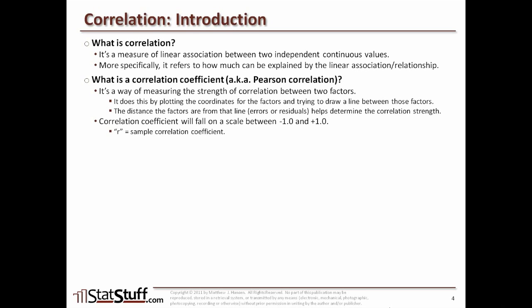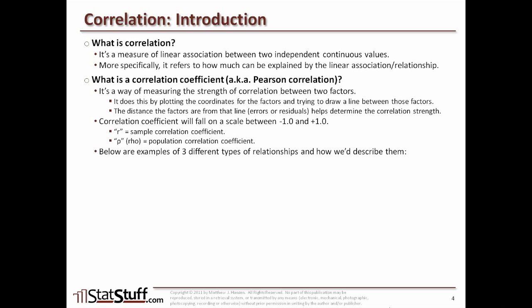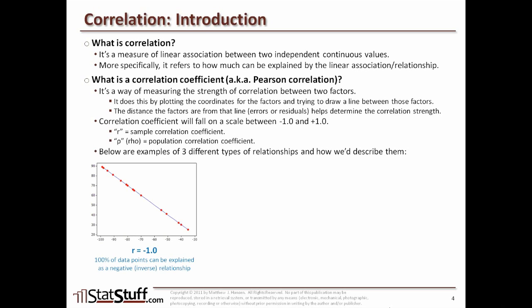Now, R is what we refer to as the sample correlation coefficient. And the Greek letter that looks like a P, that's actually called rho, that is referring to the population correlation coefficient. So let's look at a few examples of how we can compare the extreme differences between the type of results you might see as a correlation coefficient.